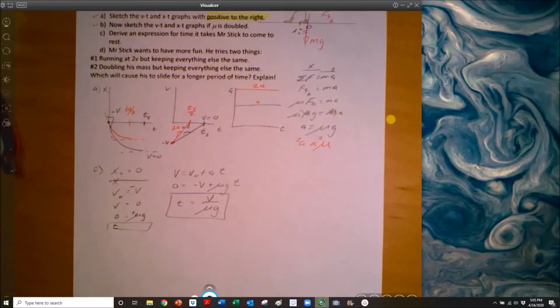Now it says Mr. Stick wants to have more fun, so he tries two things: running twice as fast but keeping everything else the same, or doubling his mass and keeping everything else the same. Which one will cause him to slide for a longer period of time?